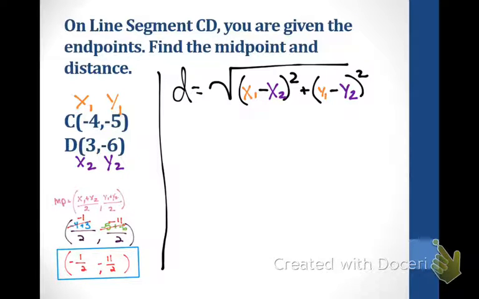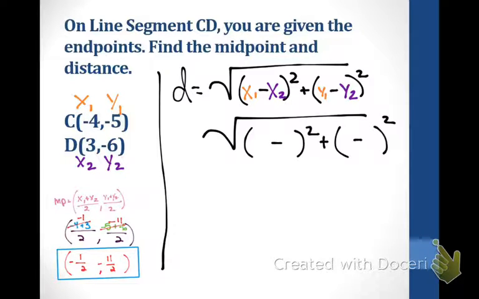All right, so let's plug in our points. What is my X1? -4. And what is my X2? 3. All right, what is my Y1? -5. And then my Y2? -6. So again, you should be able to look at this and read your coordinate points. Is -4, -5 a coordinate point? Yes, it is. It's letter C. Is 3, -6 a coordinate point? Yes, it is. So I have them plugged in correctly.